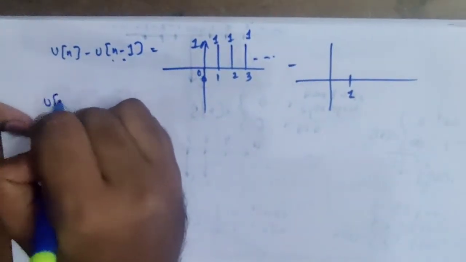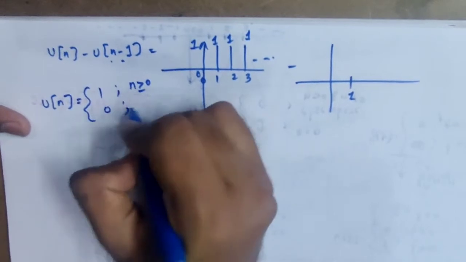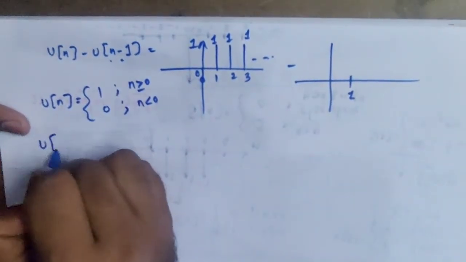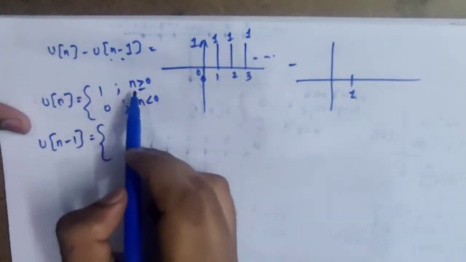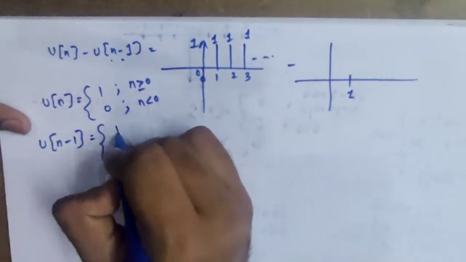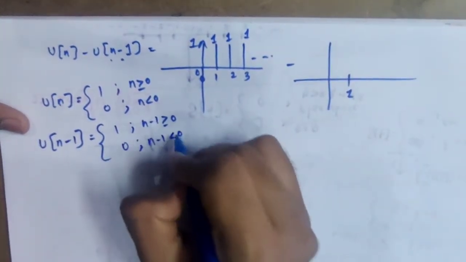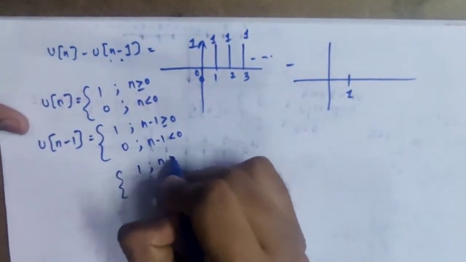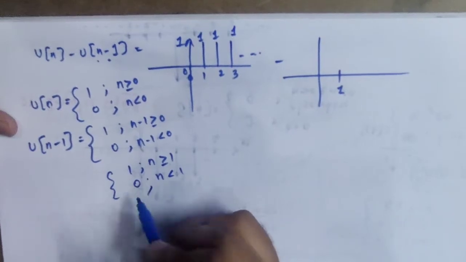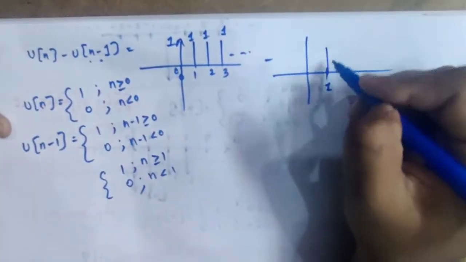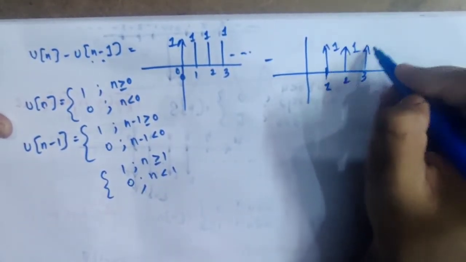Simple, guys. See, u of n, what did you write? 1 for n greater than or equal to 0, 0 for n less than 0. What I am telling here, u of n minus 1, I am asking you to take. Nothing but the same sequence, you have to substitute n minus 1 in place of n. That's it. 1 for n minus 1 greater than or equal to 0, 0 for n minus 1 less than 0. Now, what will happen? n greater than or equal to 1, n less than 1. So the sequence will start from n greater than or equal to 1. That means from 1 it will start. 1, at 2 also it is 1, at 3 also it is 1, and so on.